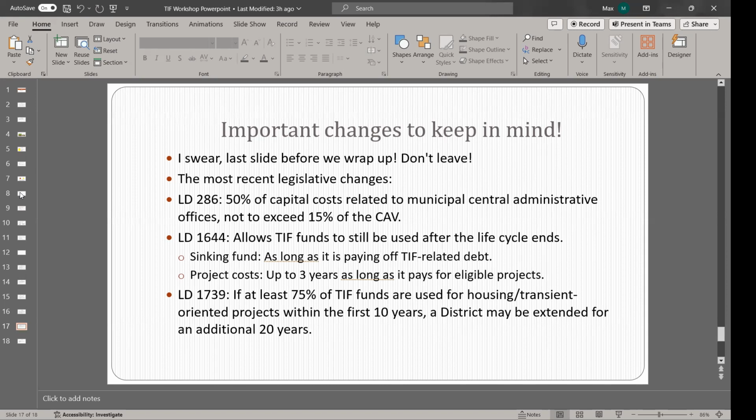The second one, it allows LD 1644. TIF funds may still be used after your TIF life cycle ends. So TIFs may only last for up to 30 years, for most cases. We're going to get into that in a minute. At the end of the 30-year period, there's always been this bit of, well, we still have all this money left in the TIF account. We have to spend it all immediately, or we have to put it back into the general fund.